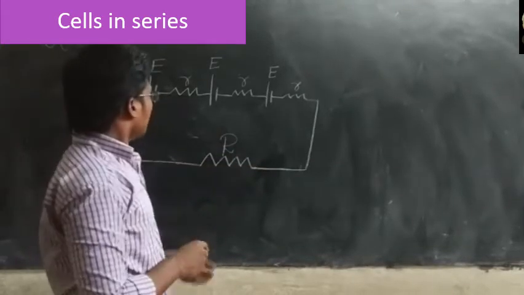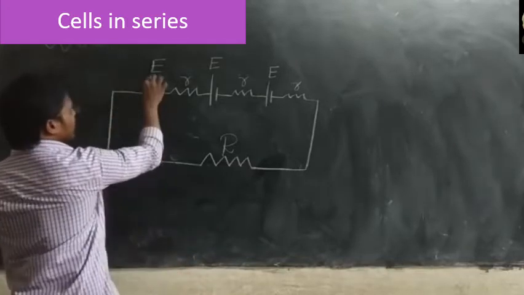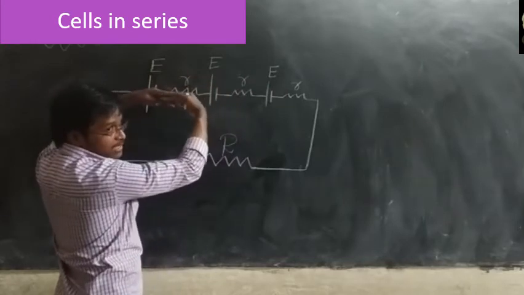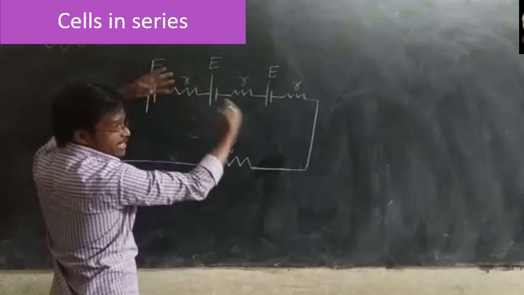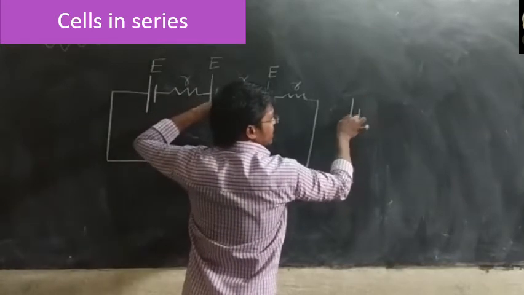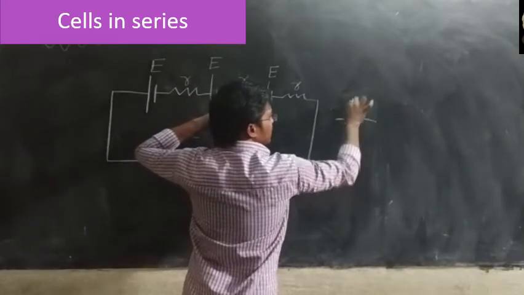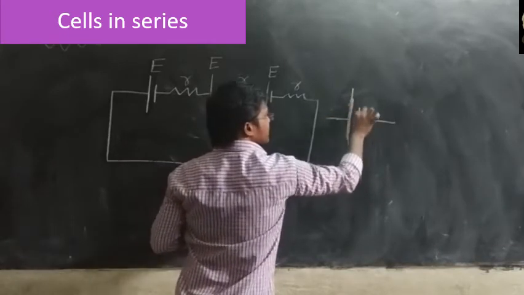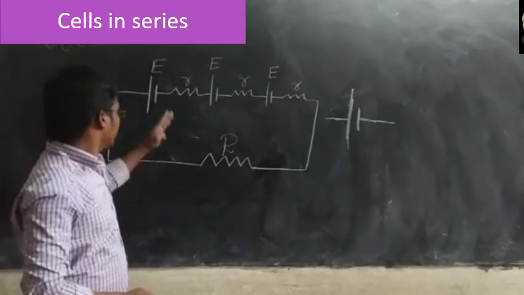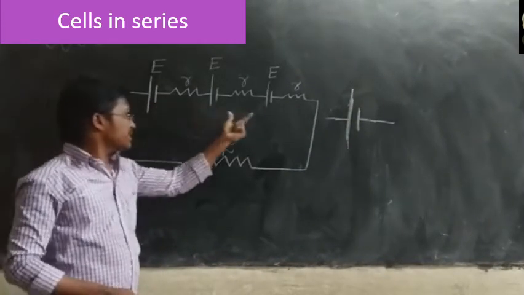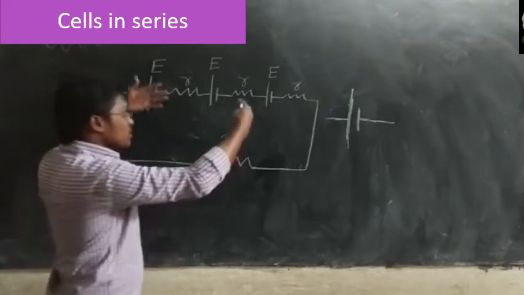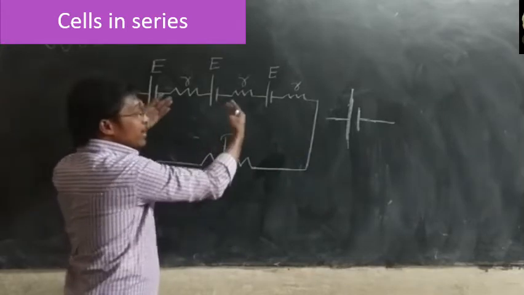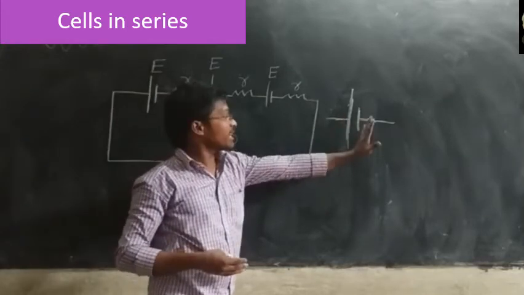Now once again see the diagram. The combination of these n number of cells forms a battery. Usually, in a battery symbol, the bigger side is the positive terminal and the smaller side is the negative terminal. Here, this is the first cell, second cell, third cell, and their combination forms a battery. After forming the battery, what is the positive terminal of the battery, and what is the negative terminal?